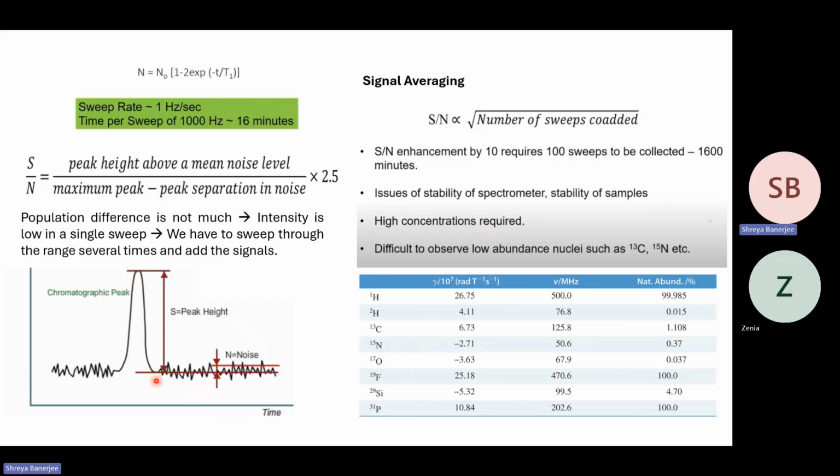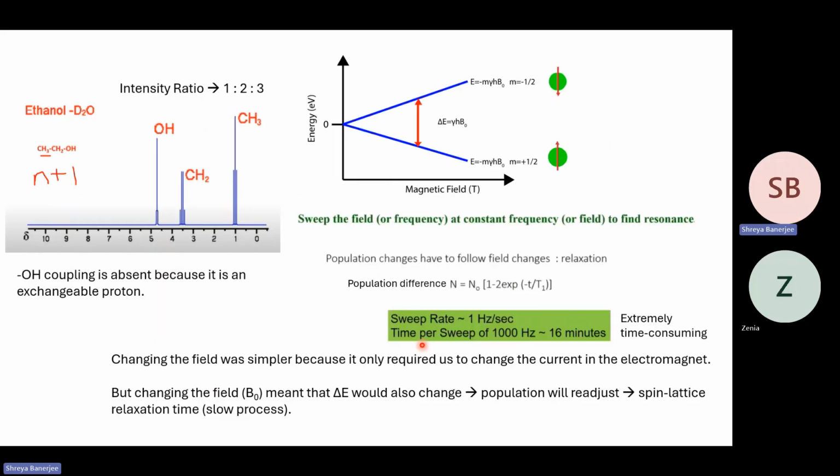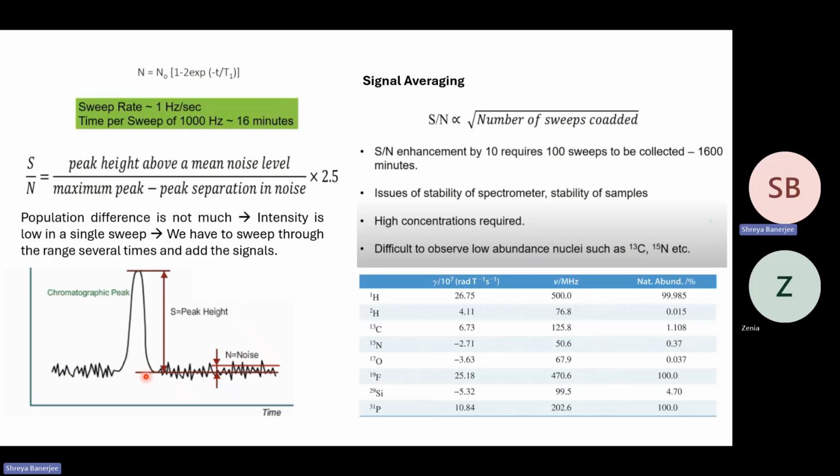This signal to noise ratio is directly proportional to number of sweeps. So if we just saw that to sweep the spectra once, we need 16 minutes. But if we do it just once, there can be a lot of noise. To improve the signal noise ratio, suppose by 10 times, we need 100 sweeps. So we need to sweep the entire frequency range 100 times, and one sweep was taking 16 minutes. So we need 1600 minutes to get a good signal noise.